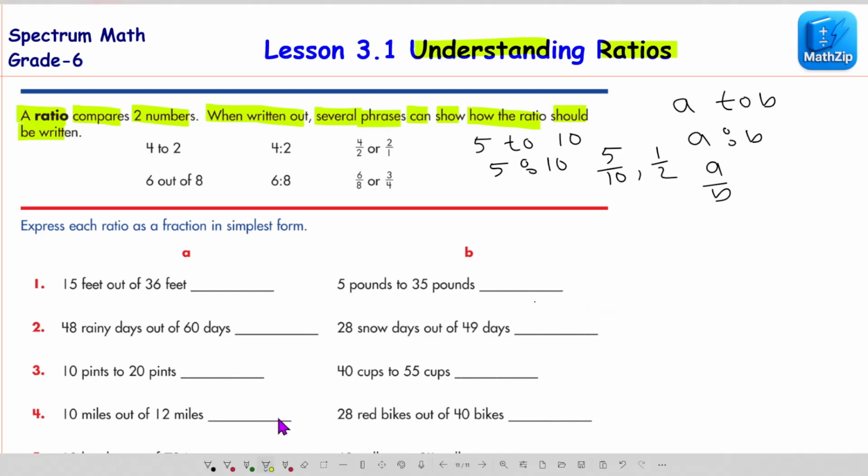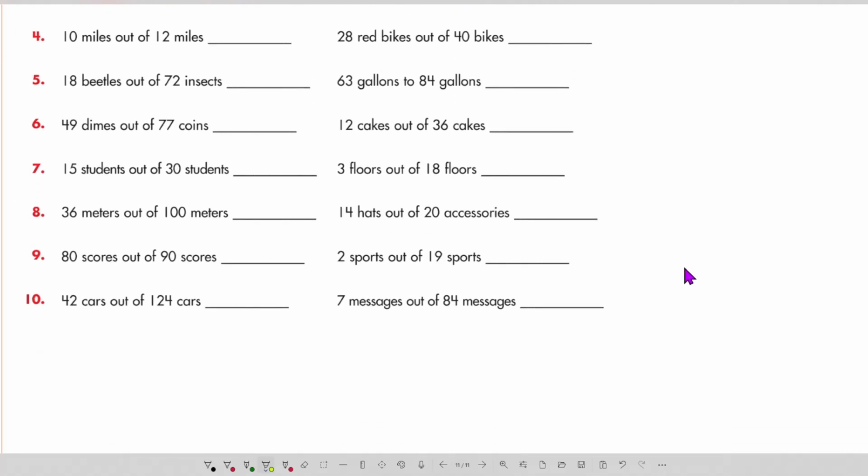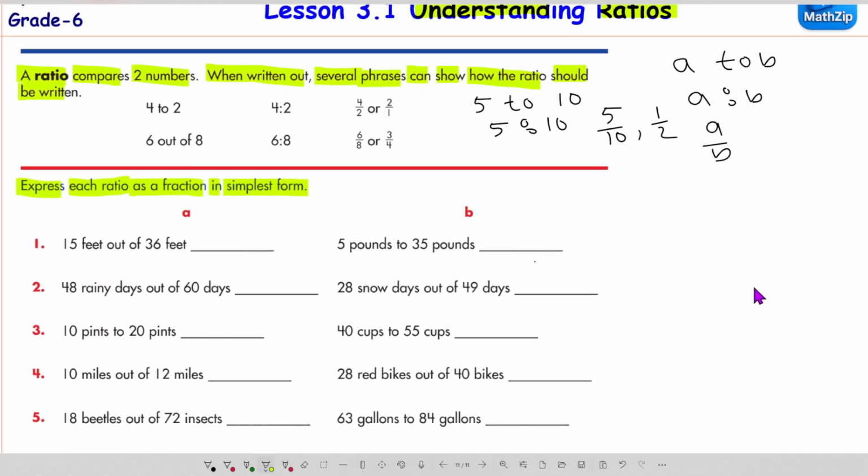So our question today: express each ratio as a fraction in simplest form. Here are around 10 questions we are trying to solve in this video. Let's start.